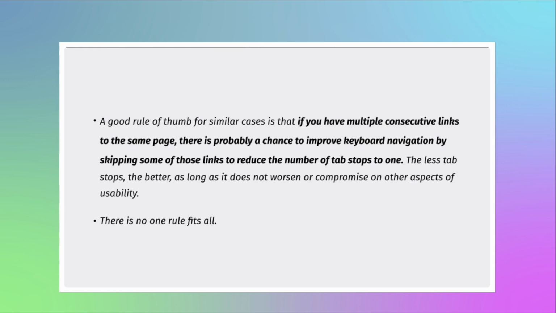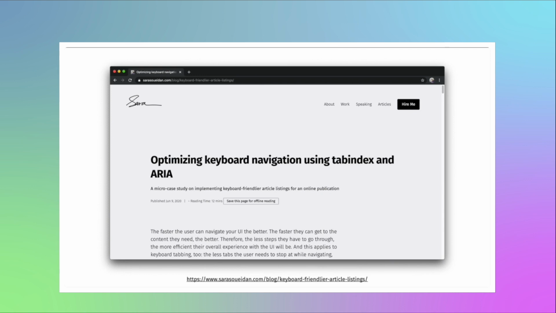A good rule of thumb for similar cases is that if you have multiple consecutive links to the same page, there is probably a chance to improve keyboard navigation by skipping some of those links to reduce the number of tab stops, but there is no one rule fits all. As with previous sections, I have a detailed write-up about this case study on my blog that you can reference for more information.